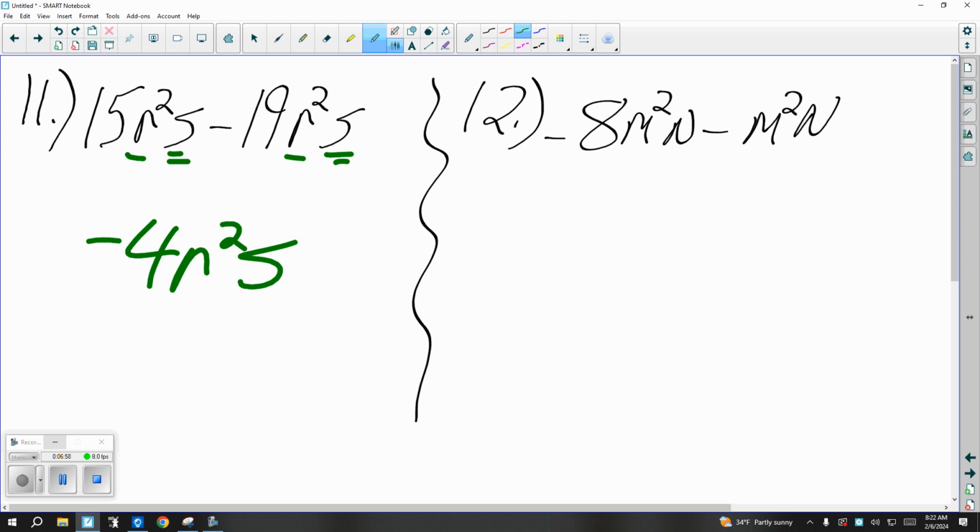Number 12 is the one that's backwards again. It says subtract m squared n from negative 8m squared n, and that would be the same thing as me saying subtract $5 from $20. The 20 would go first. Do these match? Heck yeah. Do these match? Yep. So there's a hidden one there. And then that's going to be negative 9m squared n, because it said to subtract.